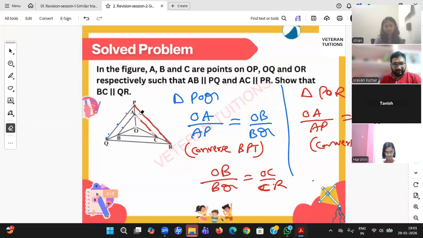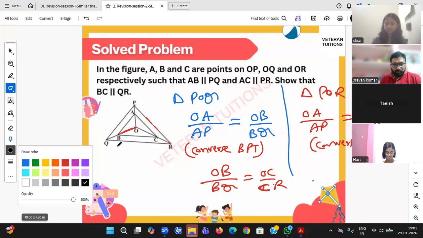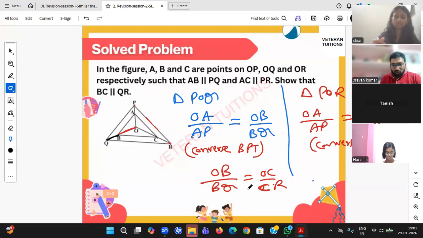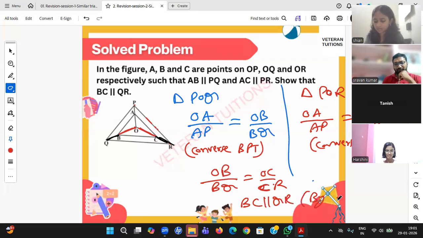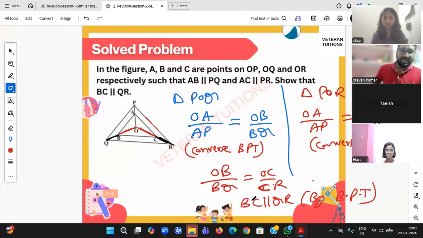So I'm able to see OB by BQ equal to OC by CR. If they are equal, what can I say, student? By BPT they are parallel. Very good. BC is parallel to QR by BPT. If you are not writing this reason, you will lose your marks. Please write the reasons.